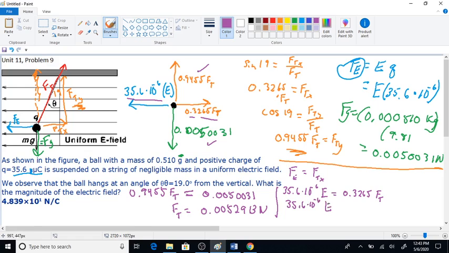Now we can plug in over here. 35.6 times 10 to the minus 6 times E equals 0.3265 times what we just got for FT, which is 0.00529113. Multiply those two and then divide by that. Make sure to put parentheses around this, because this is in scientific notation, so you have to contain that value.